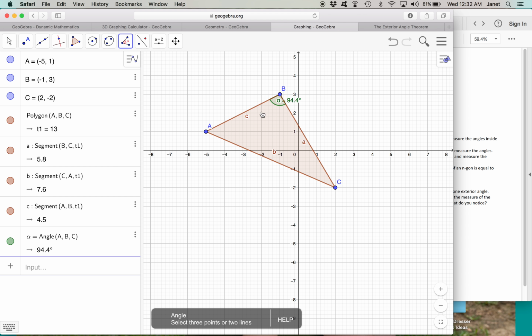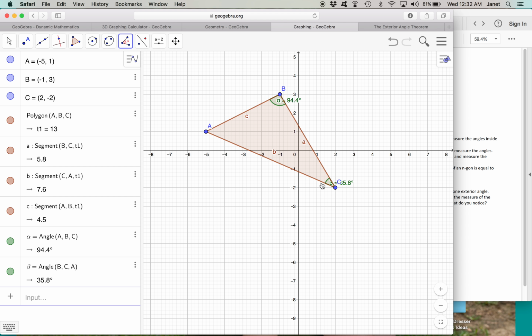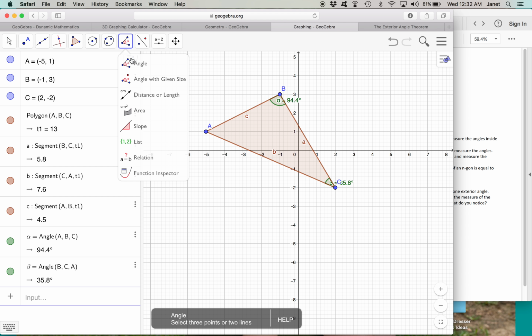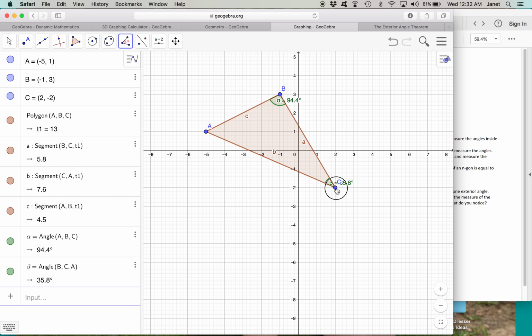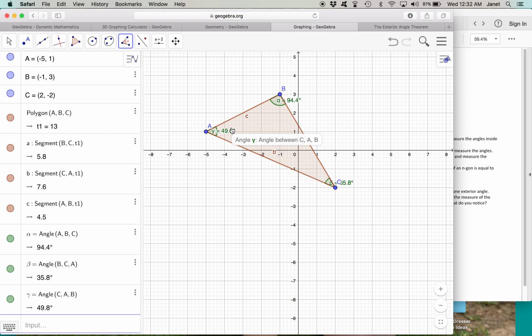Now I'm going to measure my angle C, which it's calling beta. And now I'm going to measure angle A, which it's calling gamma. Now let's say you don't want those labels for those particular angles.